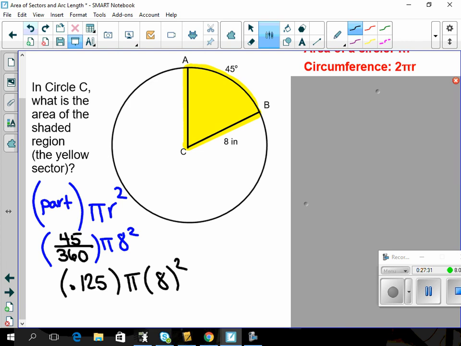I know we were in the library last week. We used 3.14. But you have the actual pi key. Do you know where it is on your calculator? It's second, the little caret. Find it. Make sure you know where it is. It looks like a caret. That's what it's called.